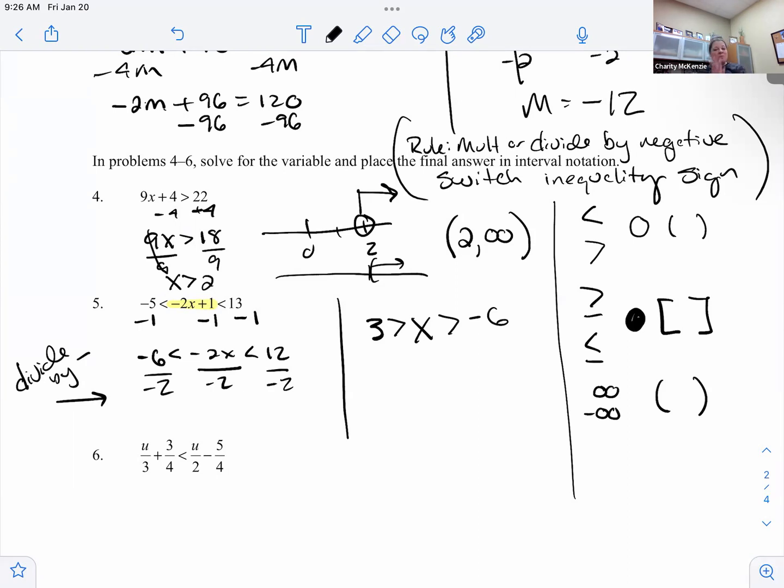Now, this is written backward. We don't like to say x is greater than -6, and so we're reading it this way. X is greater than -6 and x is less than. We don't like to do it this way. We like to see this as the lowest number. So the point has to stay pointing at the -6, right?